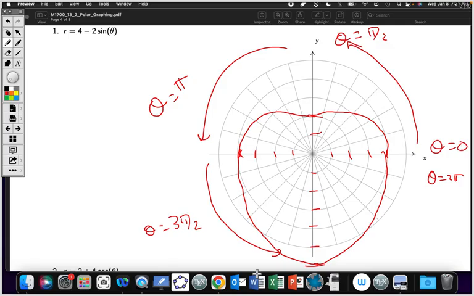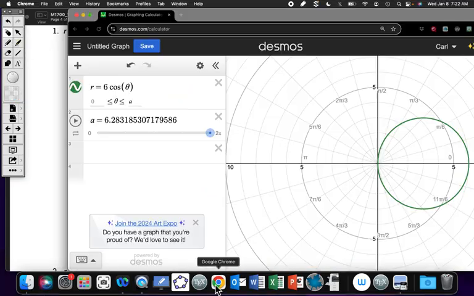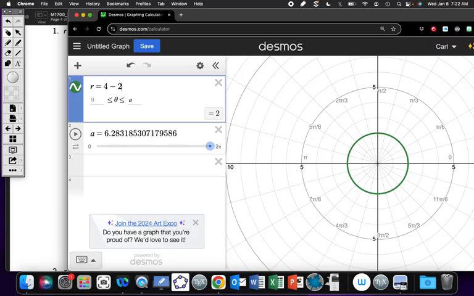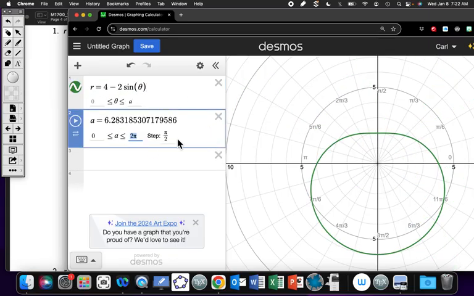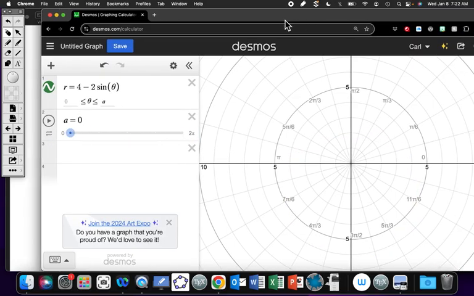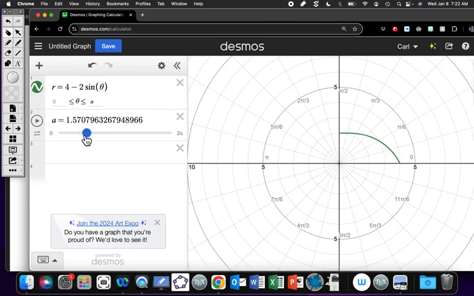All right. Now once again, let's check this with Desmos. So I'm going to put in r equals 4 minus 2 sine of theta. And I'm going to check my theta. I went from 0 to 2 pi with the step of pi over 2. All right. So here we go. So from 0 to pi over 2, I went from 4 into 2. And then from 2 back out to 4. And then from 4 down to 6 and 6 back.